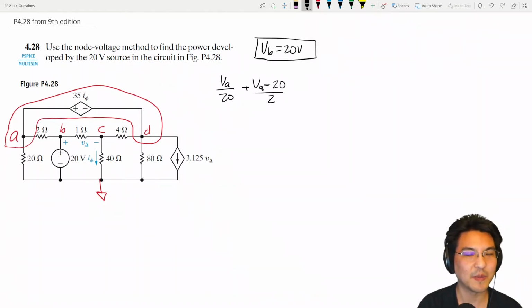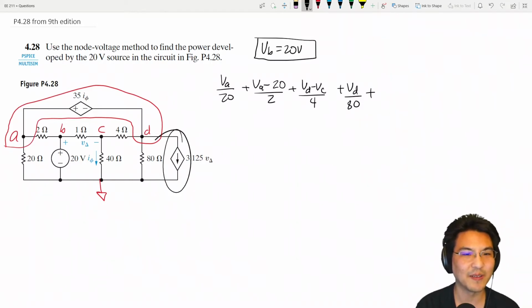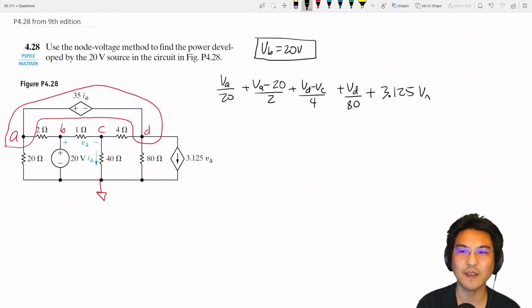And now back to this supernode. All right, so we're over here now. So VD minus VC over 4 over here. VD over 80. And then this is KCL, right? I'm writing the currents. So what's the current here? It is this, 3.125 V delta.